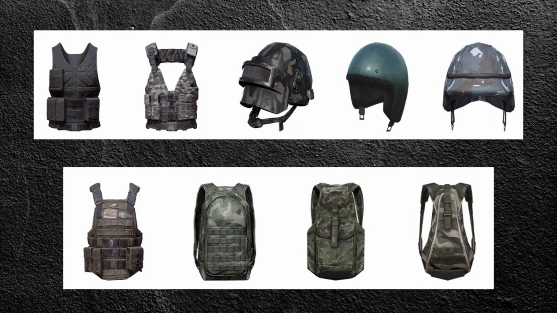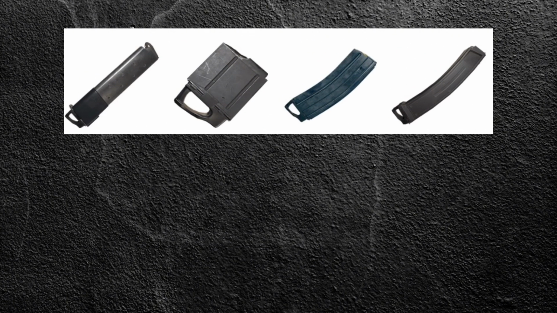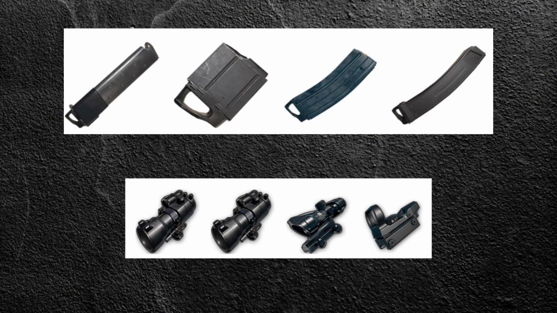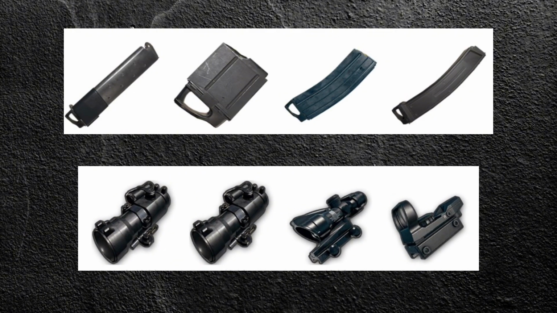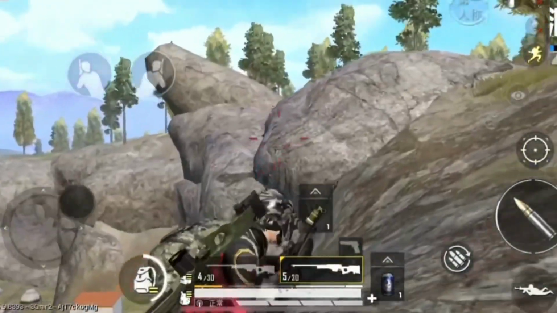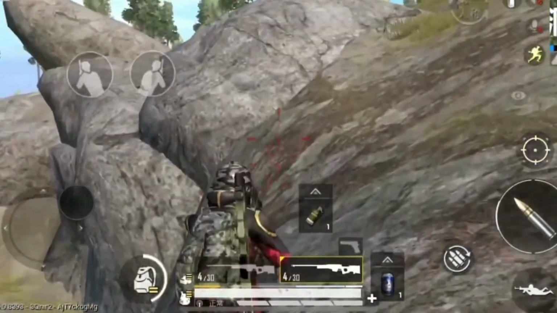These items tend to have 3 levels. The higher the level, the stronger the defense. For example, the level 3 pack has the largest capacity. The level 3 helmet can effectively reduce head damage, and the 8x scope allows the player to see the enemy further away.